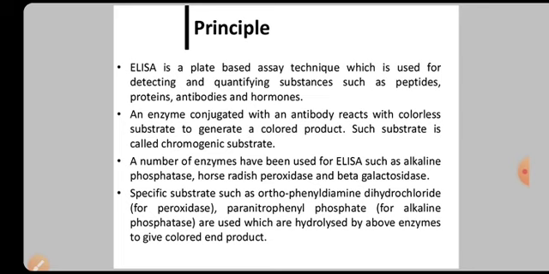To this, you add a substrate, depending on the enzyme. If it is alkaline phosphatase, then you need to add para-nitrophenol phosphate. If it is peroxidase enzyme, then you need to add orthophenylenediamine dihydrochloride. When these substrates are added, the enzyme acts on them and forms a colored or chromogenic product, which can be used to quantify an antibody or antigen.